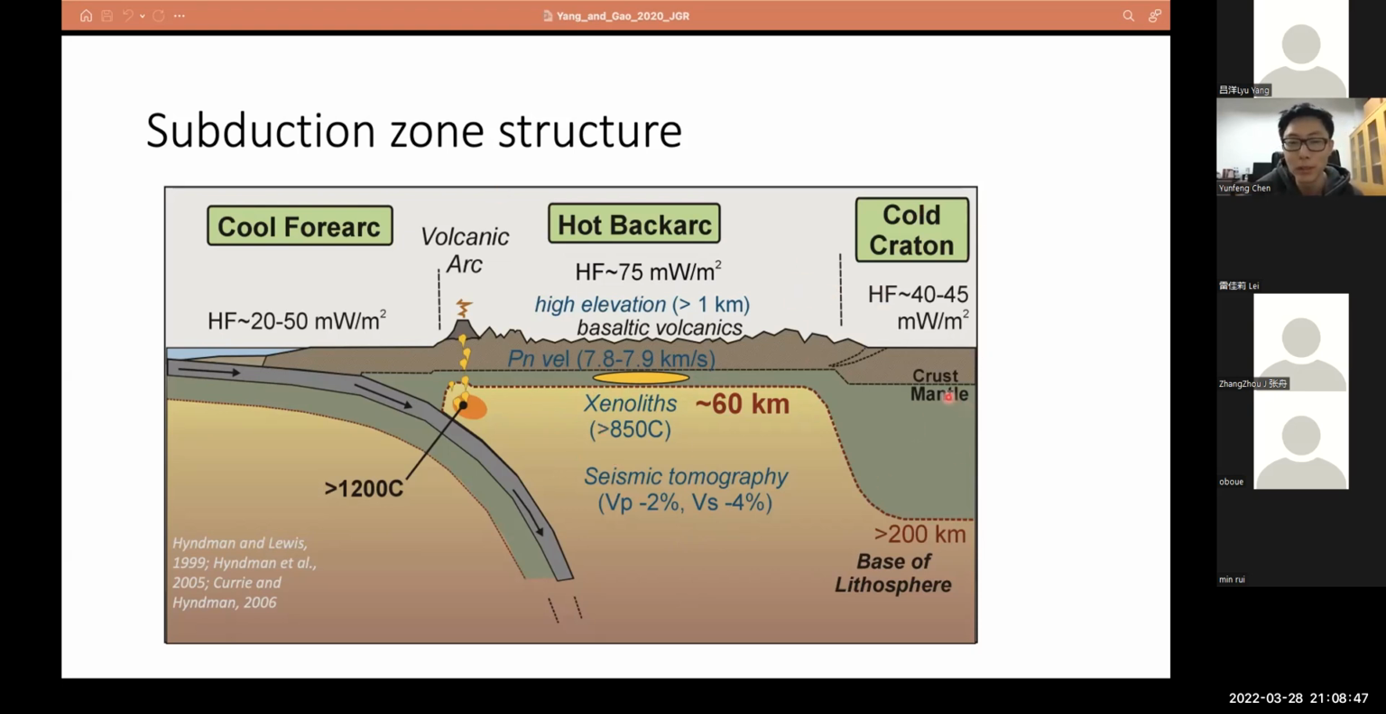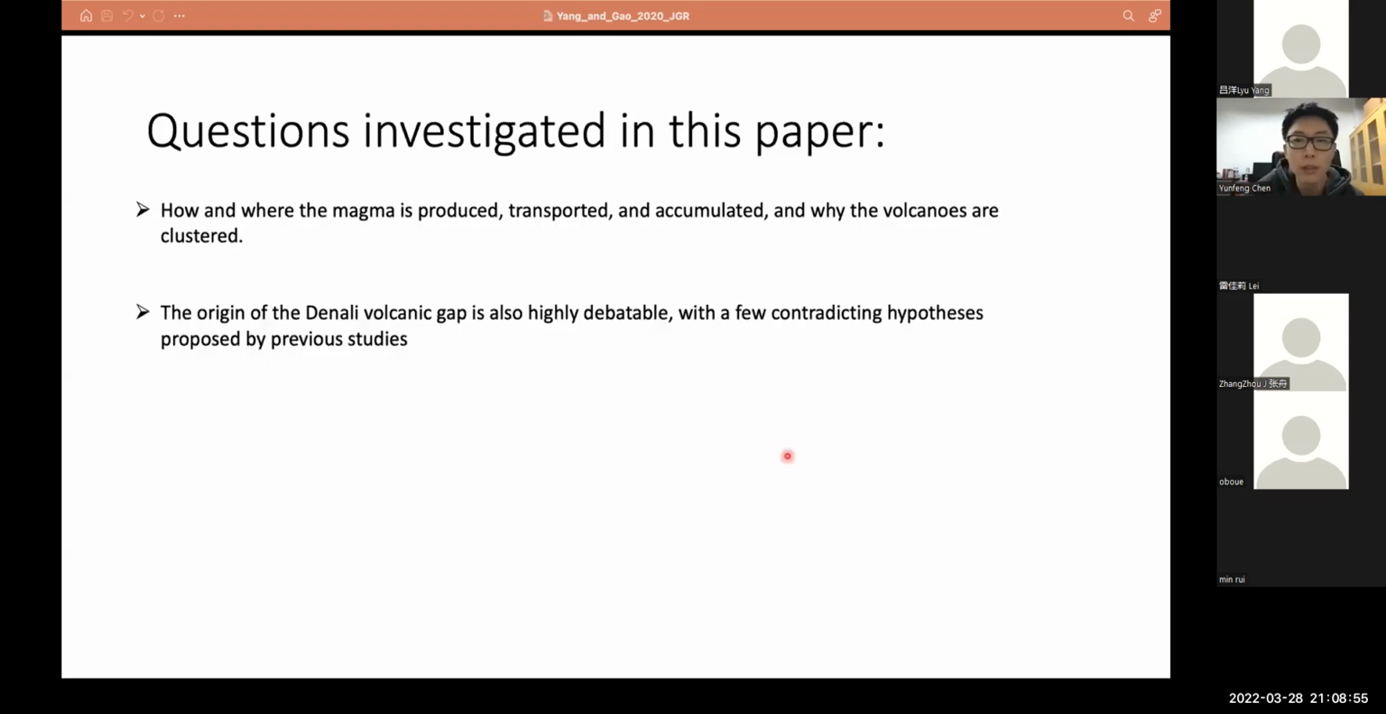This is a craton, so it's irrelevant to the Aleutian Alaska subduction zone. Okay, so I think I summarized two main science questions investigated in this paper. The first one, you mentioned in the paper, is how and where magma is produced, transported, and accumulated, and why volcanoes are clustered. So in short, it's basically trying to investigate why there are volcanoes.